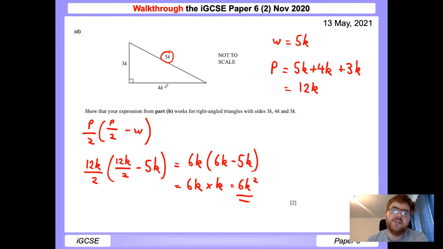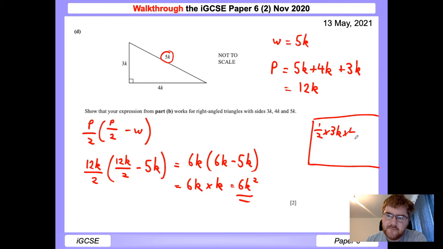And notice, if we use the old formula, again, I'm going to do this as an aside, I'd always check this in the exam, then it would be a half times 3k times 4k. That will give me a half times 12k squared. A half of this is 6k squared. So I've used the formula correctly.